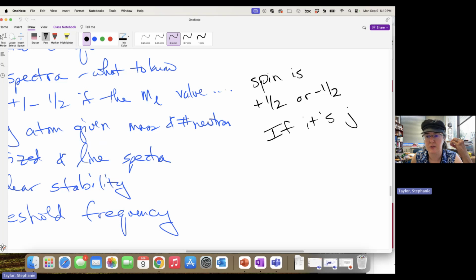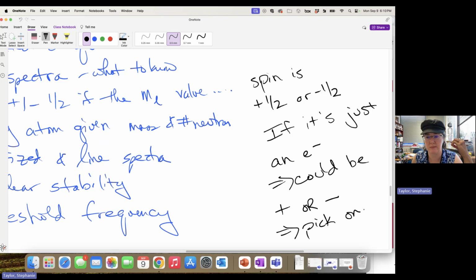If it's just an electron, it could be either. Could be positive or negative. And then we're back to just pick one. So spin can be positive 1/2 or spin can be negative 1/2. Usually you don't have enough information to know which one is which. I know that's frustrating, which is part of the reason why y'all keep asking questions about it. But usually you can't know which one it is.